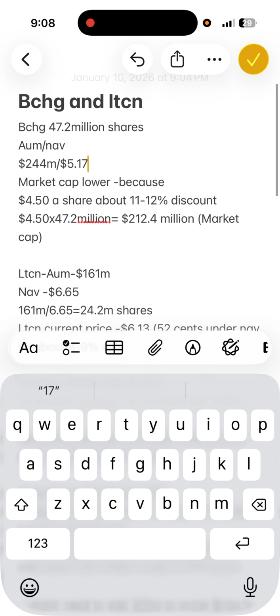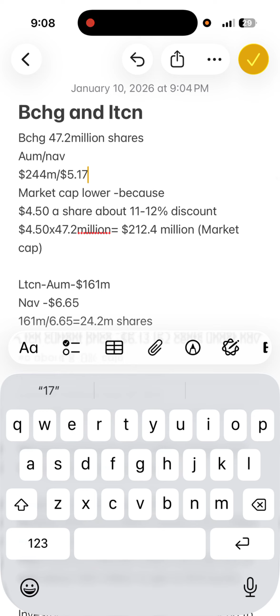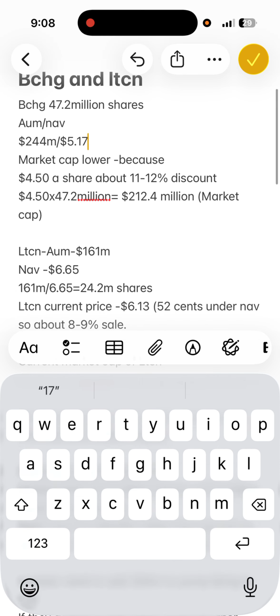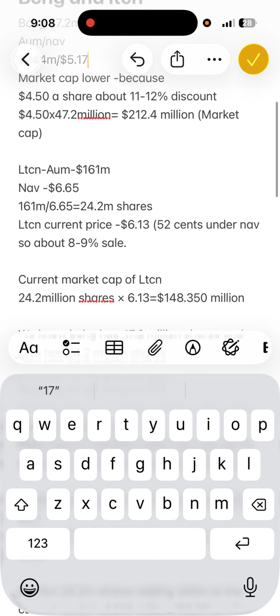So I just want to explain to you how I got the number of shares. From now on, you can calculate yourself as well how many shares there are and what the NAV is compared to the market cap price, which is the current price. And now let's get to LTCN.